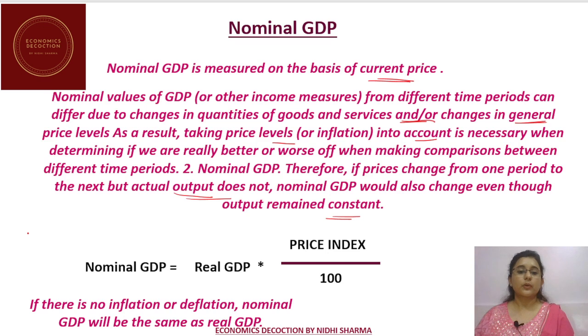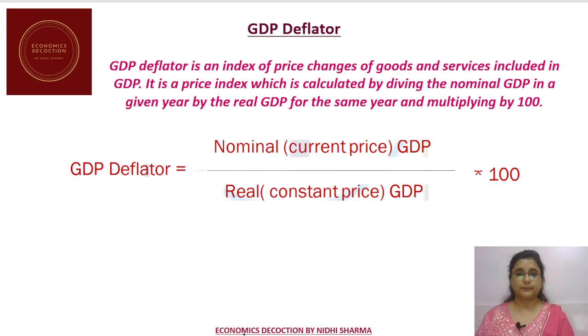Okay. So the formula to calculate nominal GDP is real GDP into price index by 100. If there is no inflation or deflation, the nominal GDP will be the same as real GDP. So at constant prices, when there is neither inflation nor deflation, then your nominal GDP's value is going to be the same as the real GDP.